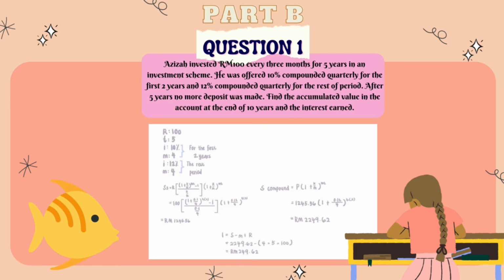Next, we use the S compound formula, which is S compound equal to P (1 + K/M)^(MT), which is P equal to RM1,245.56 (1 + 0.12/4)^(4 × 5). The answer that we will get is RM2,249.62. To find the interest, we need to use the formula I equal to S minus MTR. So the S is RM2,249.62 minus (4 × 5 × 100). We will get the answer RM249.62.